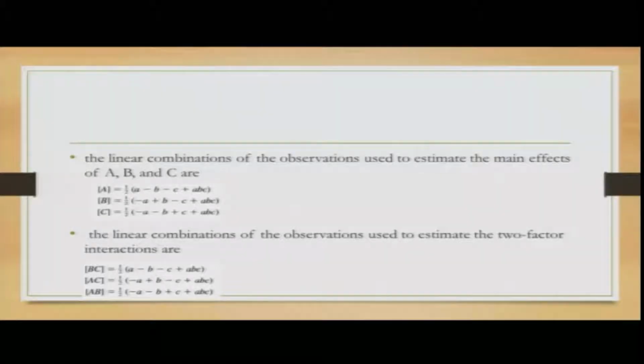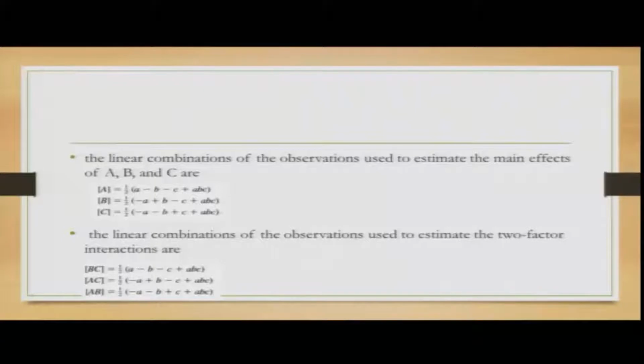So, the linear combinations of the observations used to estimate the main effects of A, B, C would be coming out like this. It will be a combination for A, for only A we want to find out. So, A has an effect on itself, yes. A has an effect on B, no. So, it is minus B. A does not have an effect of C, which is minus C. And once we find out the effect of ABC, it will be positive because A has an effect on ABC combined. When I find out the effects of B, it will be minus A plus B minus C plus ABC. When I try to find out the effect of C, it will be minus A minus B plus C plus ABC.